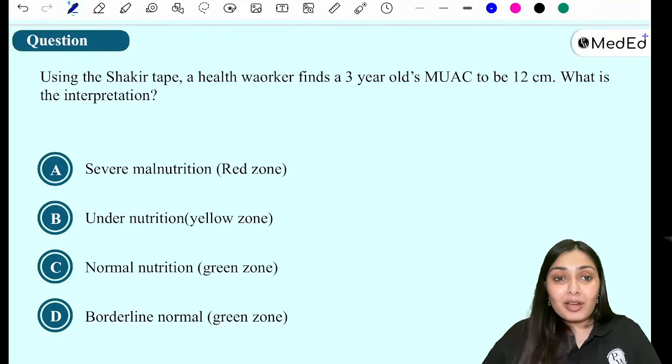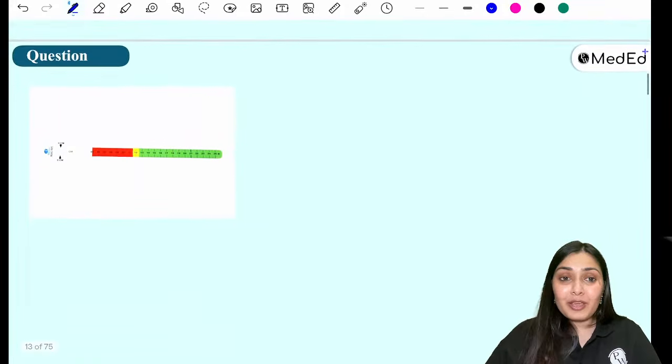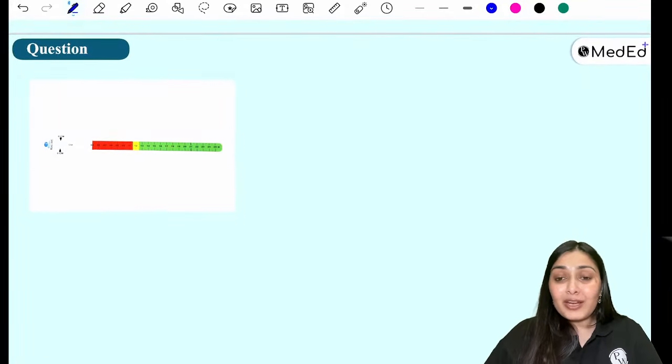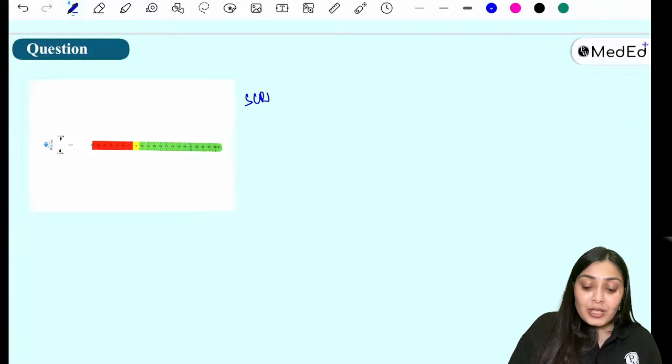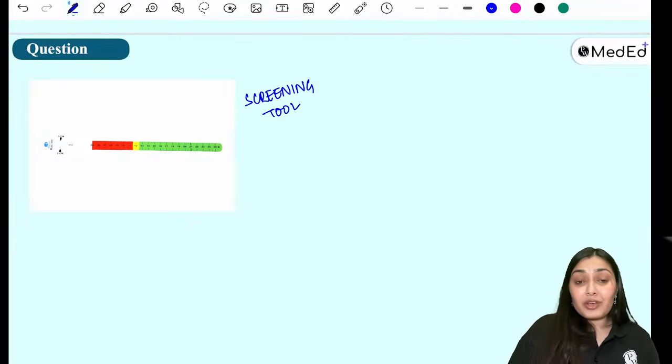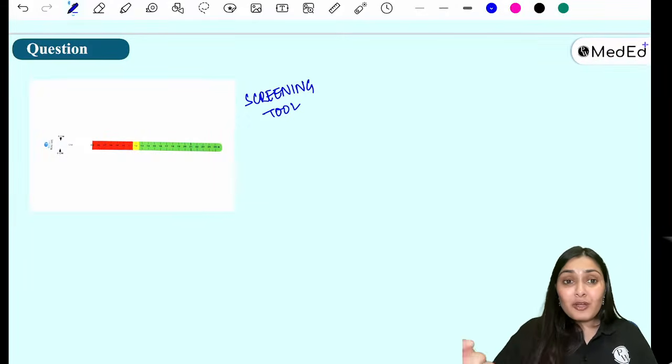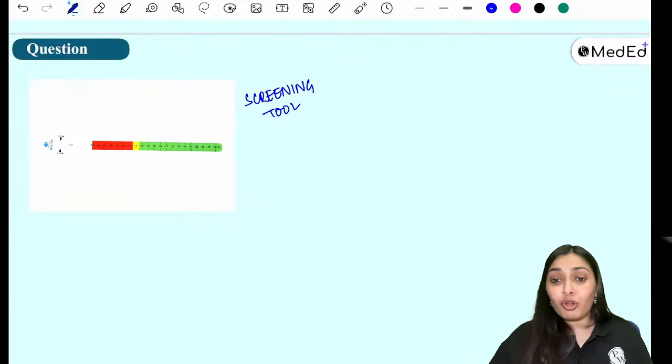So what is this Shakir tape? This colorful tape here is Shakir's tape, right? We use this tape for screening of malnutrition. So this is a screening tool that we use. Even if you don't know how to read numbers, by looking at the color at which the overlap is there, you can tell whether this is severe malnutrition, undernutrition, or not malnutrition.